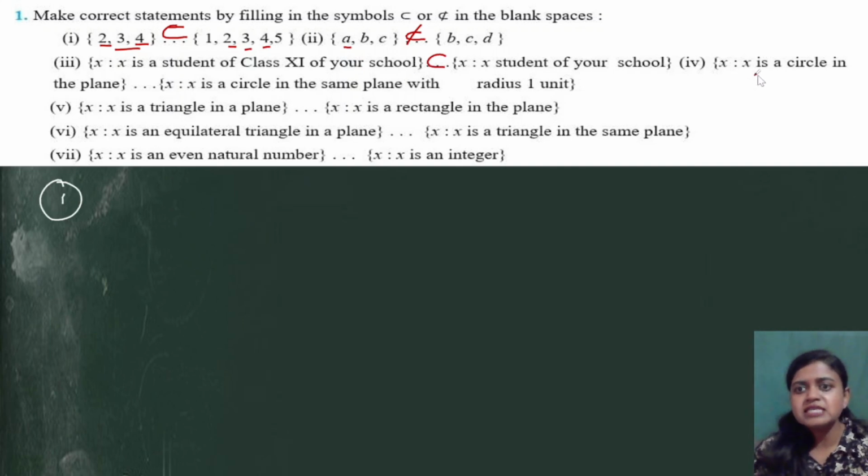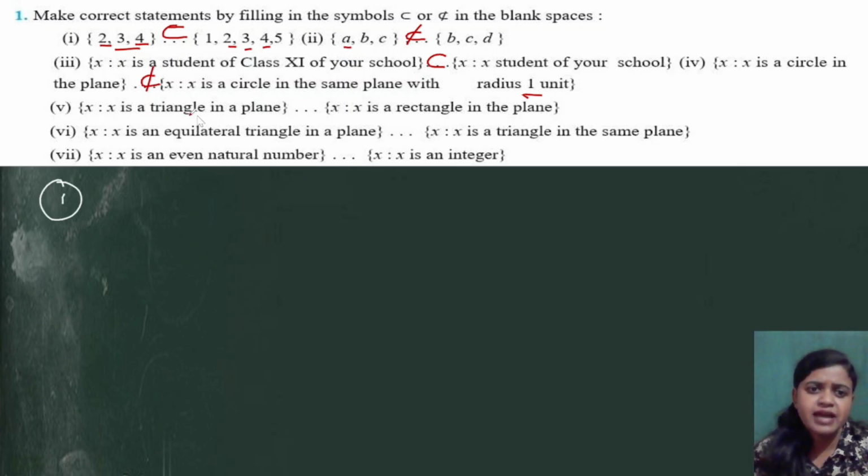Next, X such that X is a circle in a plane, and X such that X is a circle in the same plane with radius 1 unit. Here the radius is not mentioned in the first set, so you can assume any circle in a plane, but in the second set it is considered a 1 unit radius. So obviously this cannot happen, because inside 1 unit radius all circles cannot exist. That's why this is not a subset.